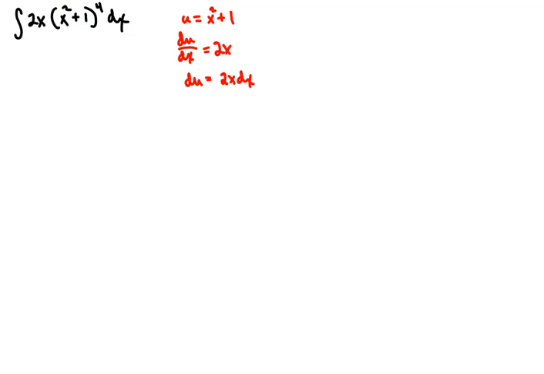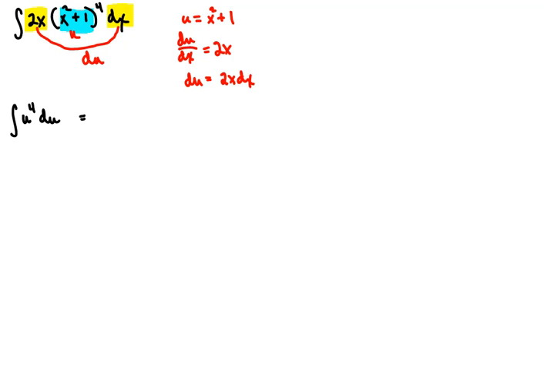You see that du is equal to 2x dx. So I can swap out the 2x dx and replace it with du. Then the inside function x squared plus 1 is equal to u, and so I can swap it out and replace it with u. Now when I put all the pieces together, I end up with just the integral of u to the fourth du.